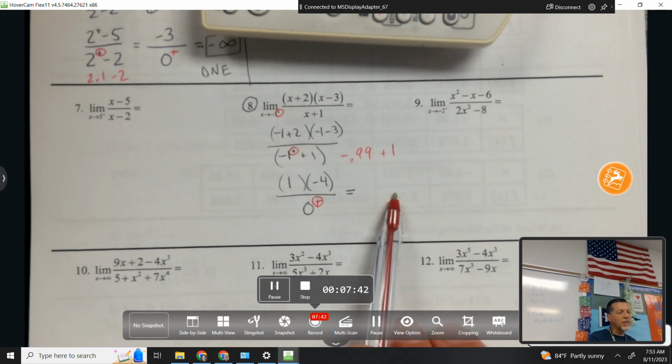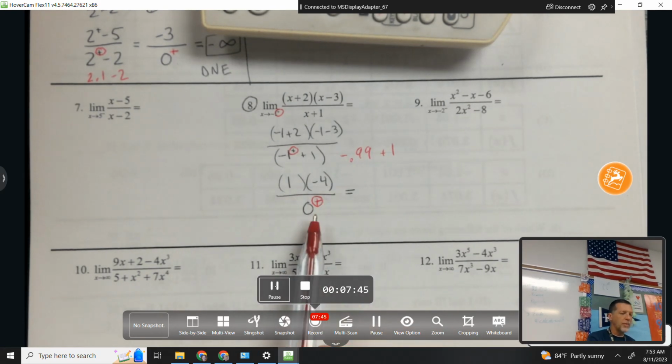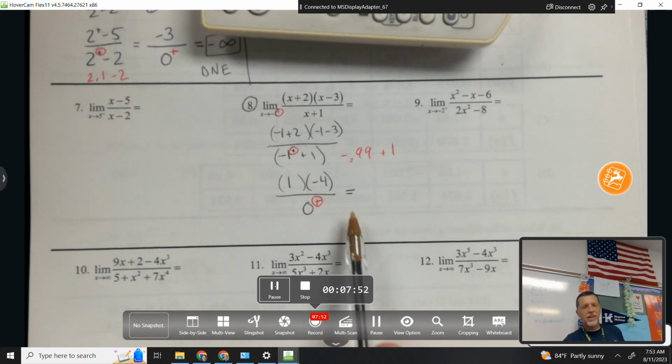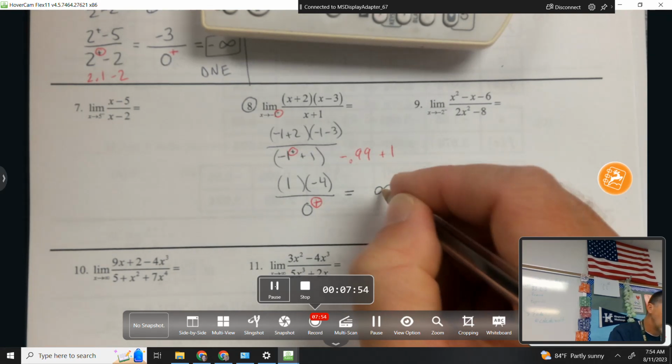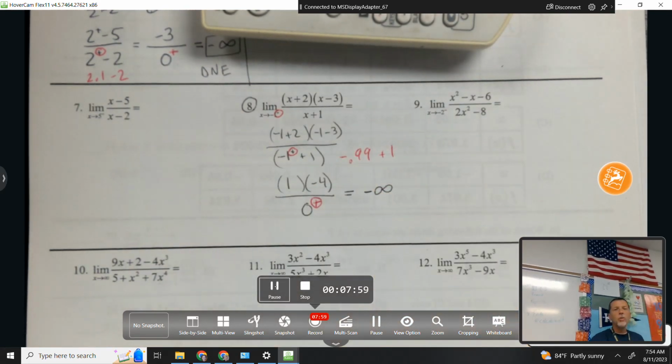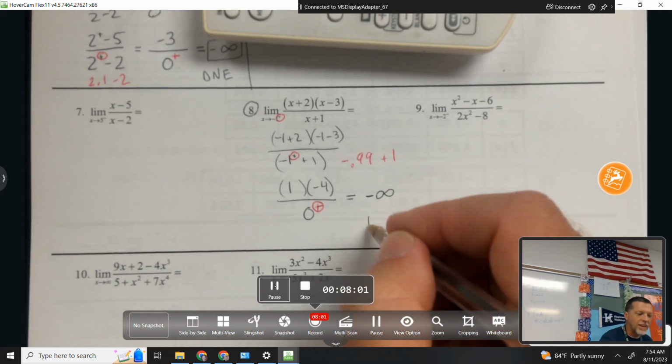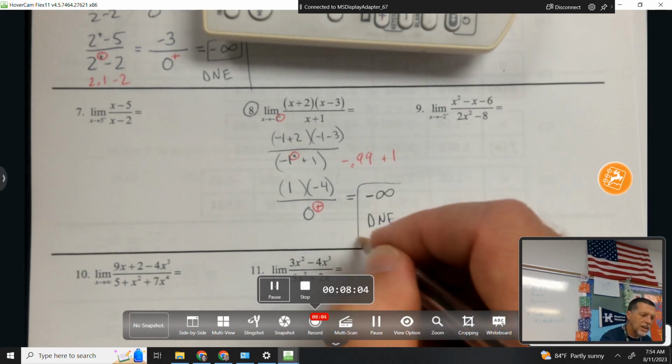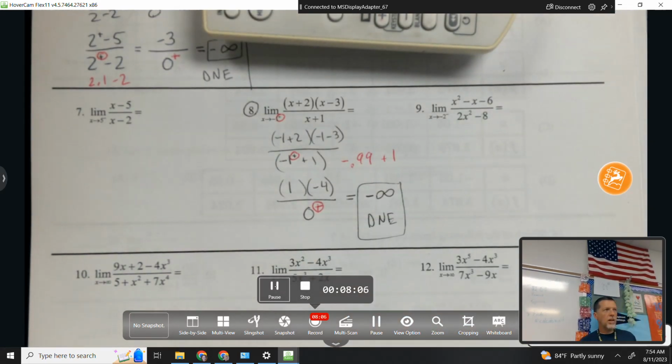So what's my overall answer now? 1 times -4 divided by 0 positive. What's that turn out to be? Infinity, but negative infinity. Right? Because of the -4 in the top. And then anything that's infinity is D and E. Okay? Good? Kind of weird, like substituting 3 plus or 2 minus kind of stuff.